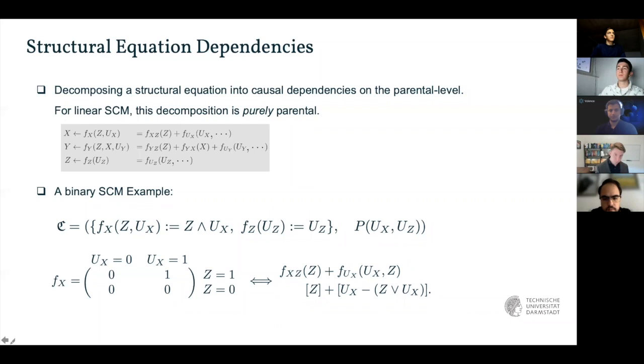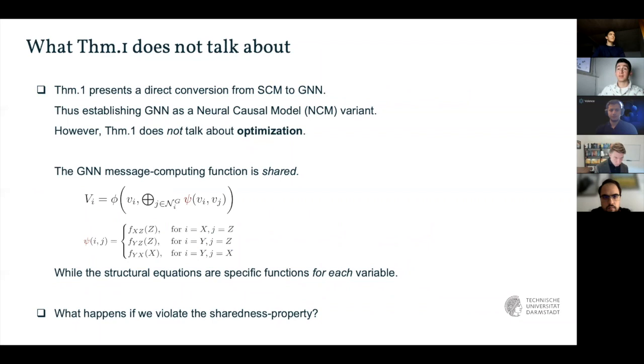And so with this theorem, one works, right? And it's actually very cool because you have this conversion between SCM and GNN. But then again, it doesn't talk about optimization. And that's, especially when you come from a practical standpoint and don't want to just talk about interesting connections on a theoretical level, basically, it makes it very hard, right?